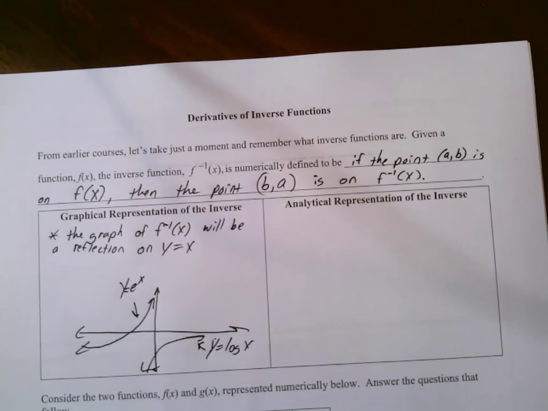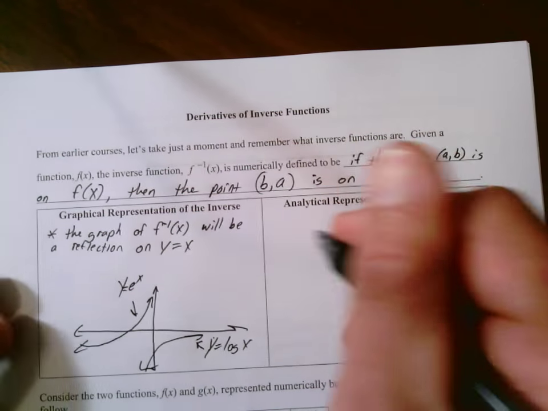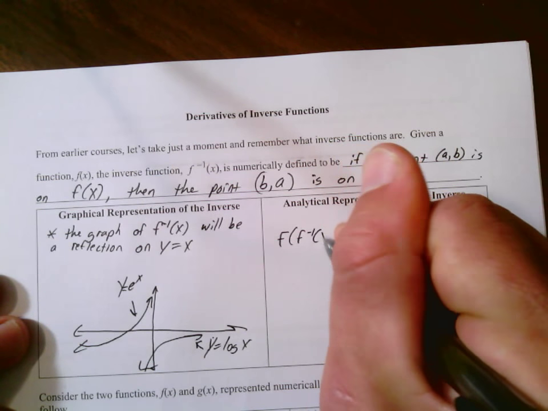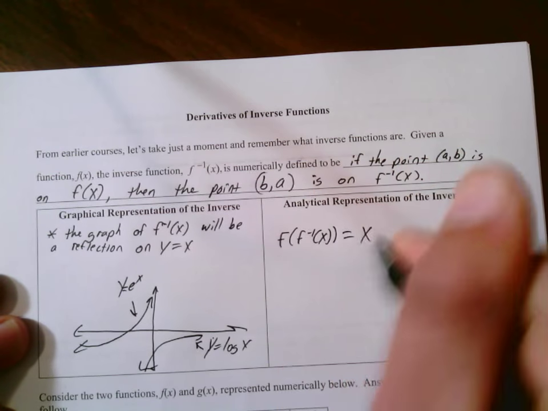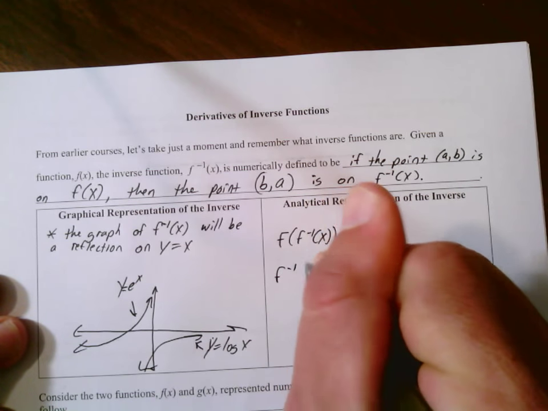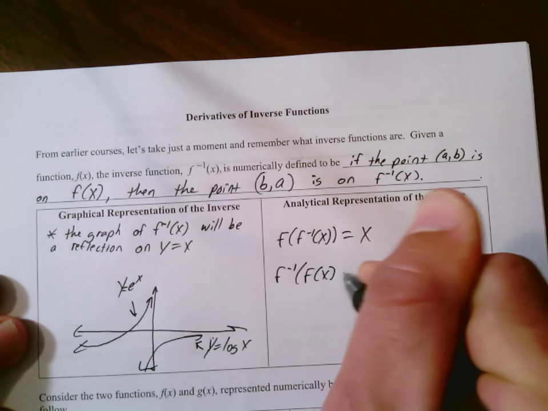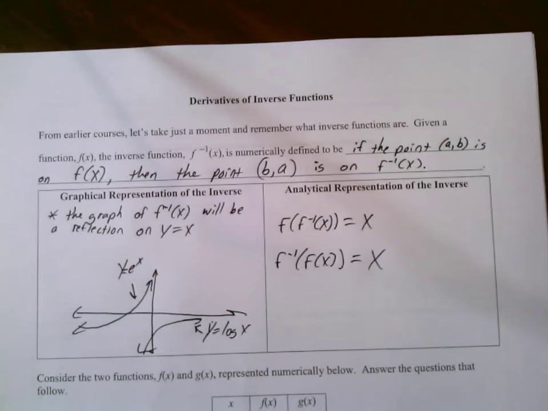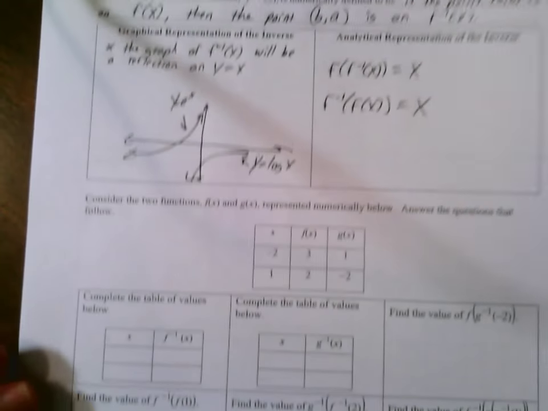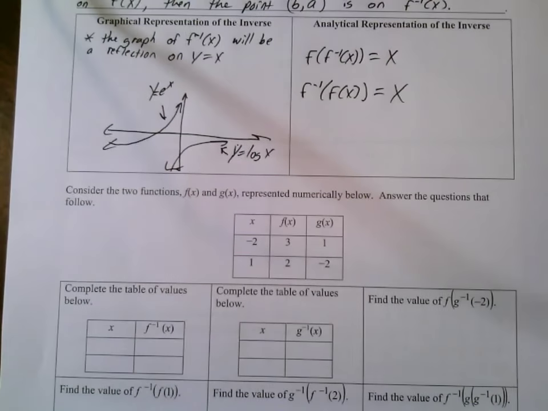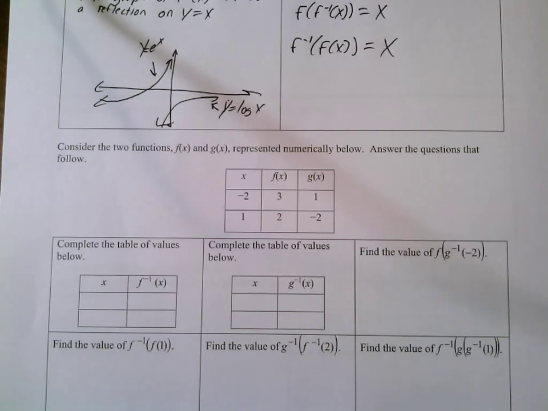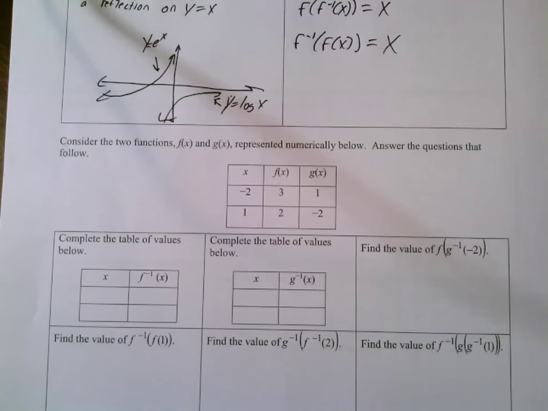Analytically, if you took the composite of a function and its inverse, either way you're going to be left with x. So all we're going to do is go down here and start flipping some x and y values. Still haven't started talking about derivatives. This is all remembering what inverse functions are.